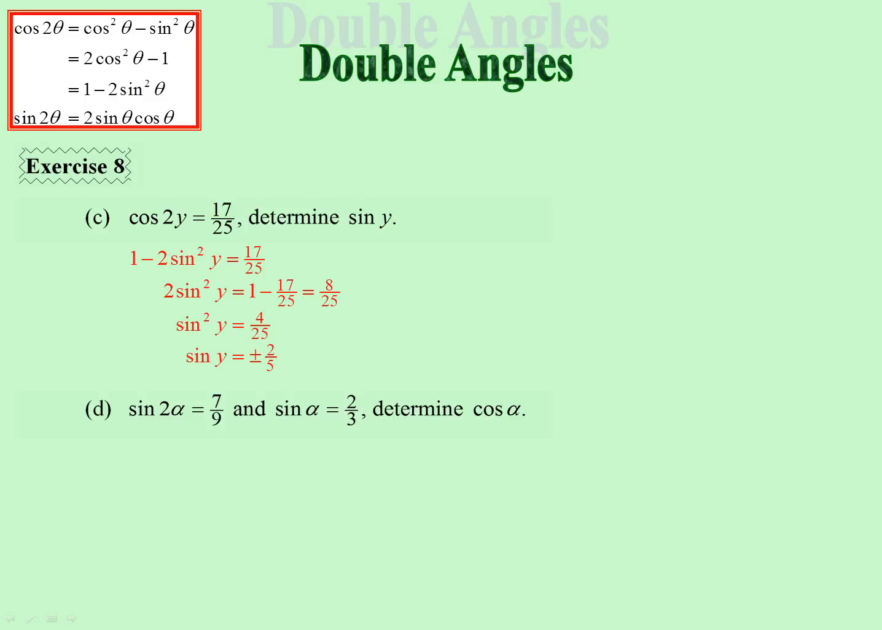This one's actually quite a straightforward one. You've been told 2 sine alpha cos alpha is 7/9, and you've been told sine alpha is 2/3. So I'm going to write 2 sine alpha cos alpha is 7/9. Now I know sine is 2/3. There we are. Solve for cos of alpha. And there's our solution.